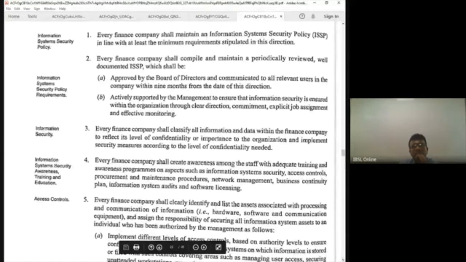Every finance company shall classify all information and data within the finance company to reflect its level of confidentiality or importance to the organization and implement security measures according to the level of confidentiality needed. Every finance company shall create awareness among the staff with adequate training and awareness programs on aspects such as information systems, security access controls, procurement and maintenance procedures, network management, business continuity plan, information systems audit, and software licensing.